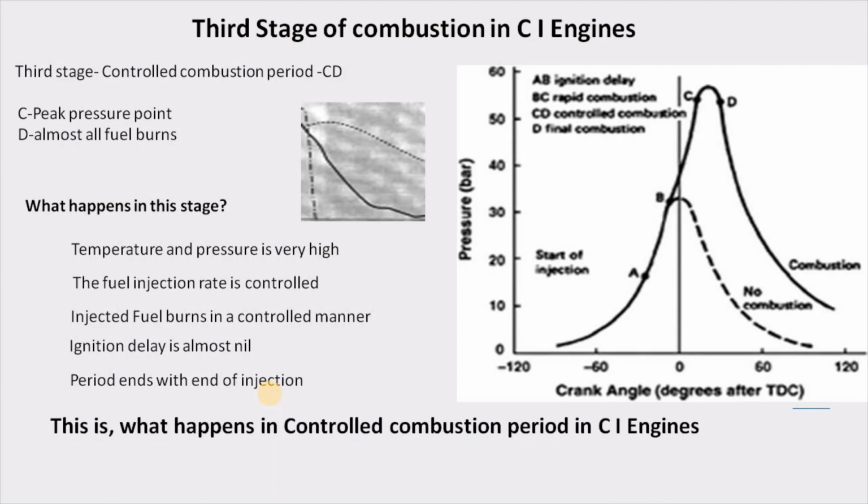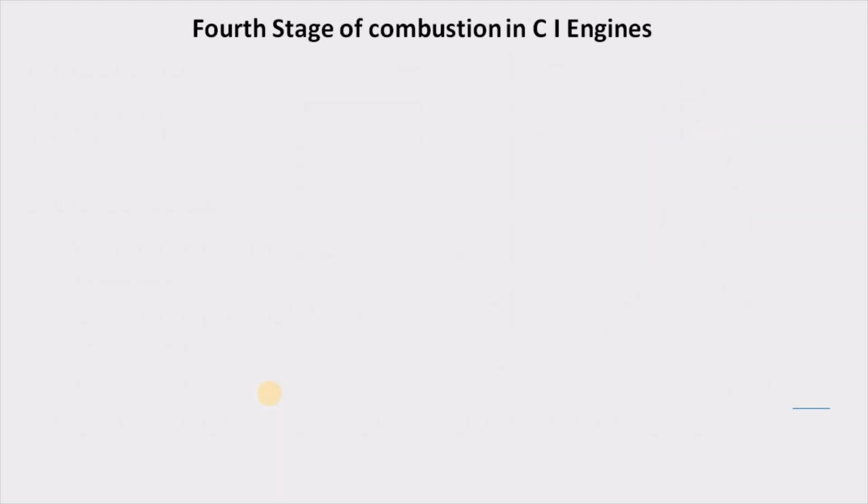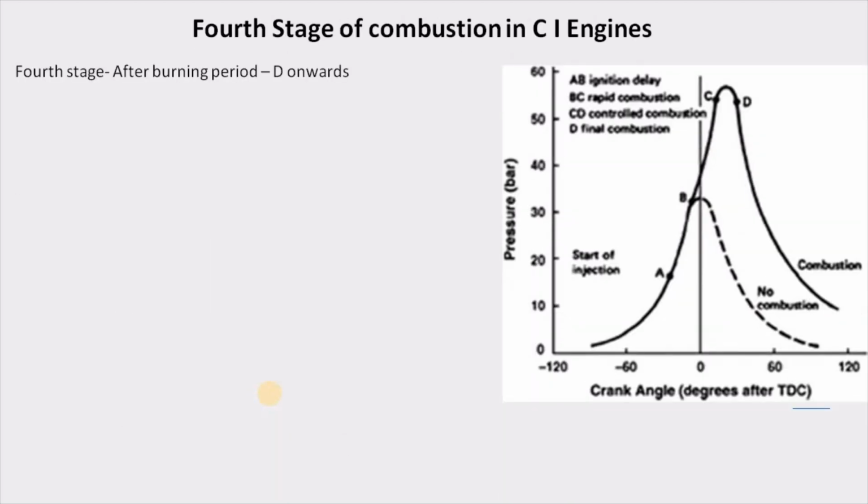Summarizing, what happens in the third stage? In the third stage, we have a very controlled nature of combustion. The amount of heat generated in this particular stage is going to depend on the rate of injection, and depending on how we are controlling the rate of injection, we are going to get the curve to be less steep or more steep. So that is where we say this is a controlled combustion stage, and that is the third stage of combustion. Now let us see what happens in the fourth stage, which we call afterburning.